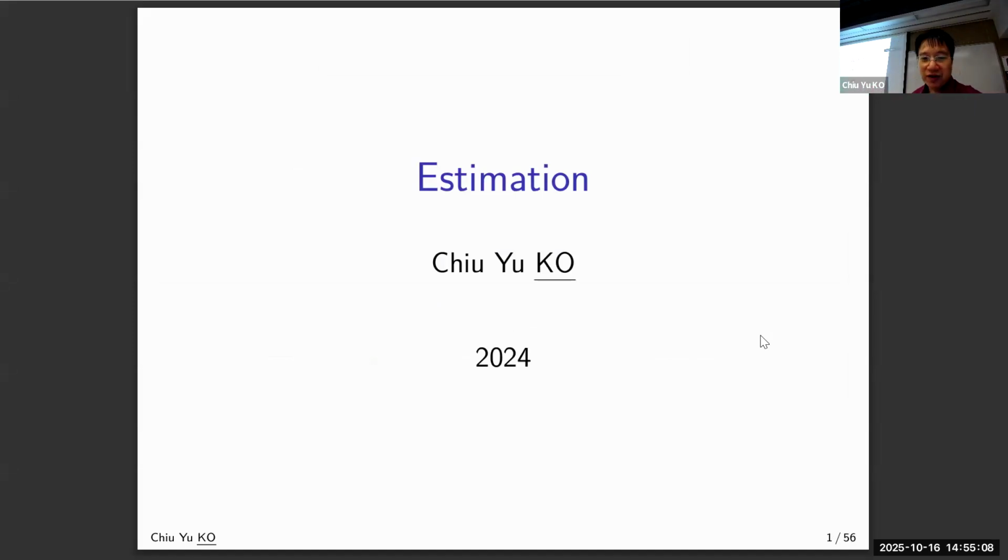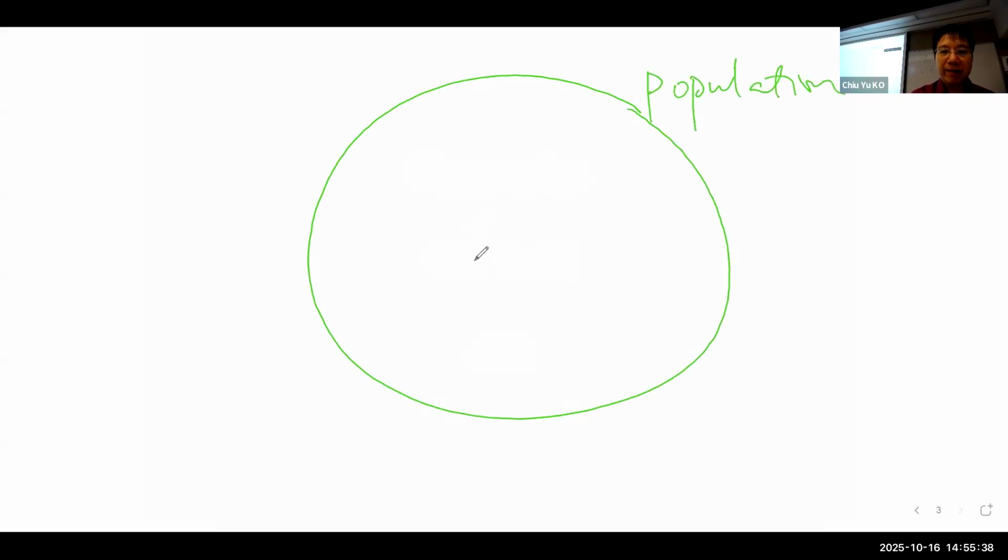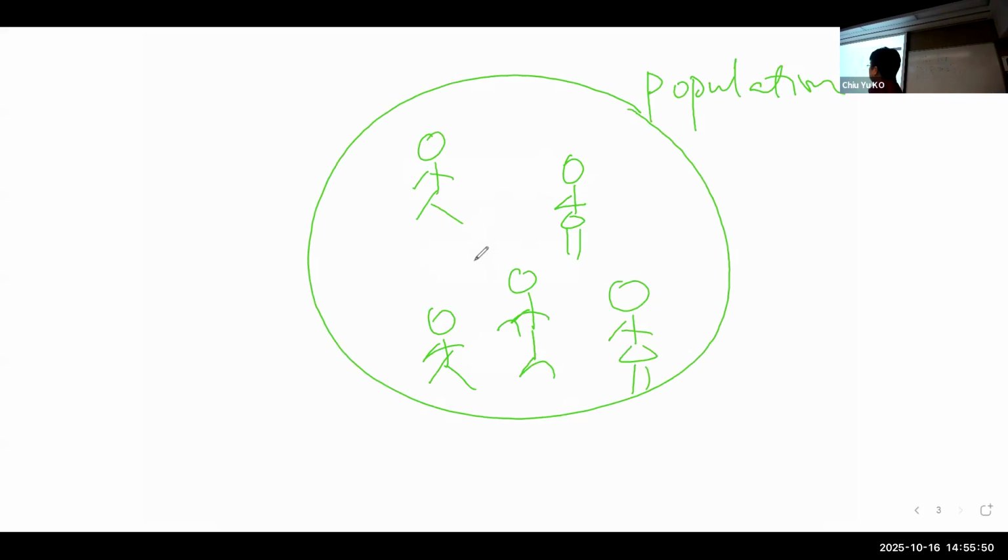Okay, let me talk about the structure of the rest of the class. We know what the sample mean looks like, and that helps us to do estimation. We want to guess the population mean. Let me get back to the idea of population and sample. Remember, this is our world, this is a population. There are many people here, and we can't talk to each one.